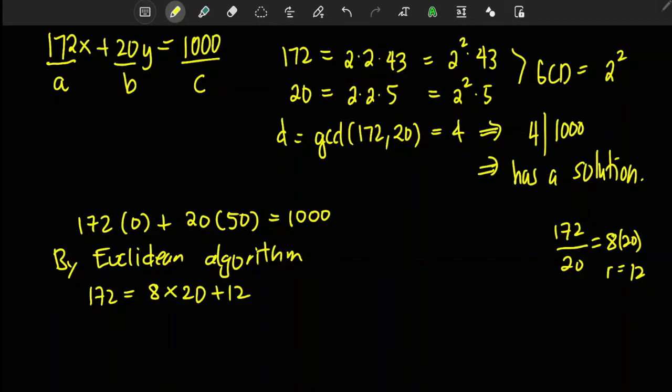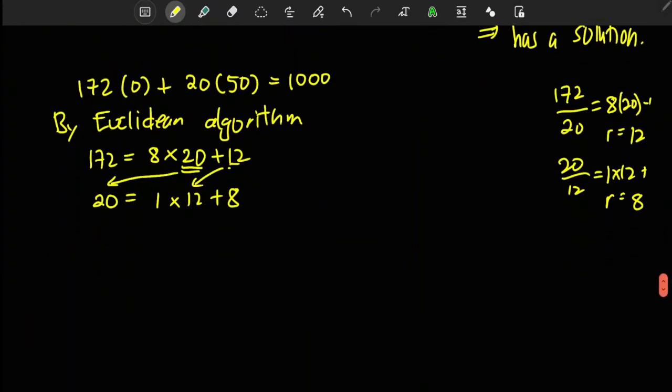So this time you're going to get 20 and move it here. So we have 20 equals. So now we're going to get the remainder divided by 12 plus the remainder is 8. So we will express this as 1 times 12 plus 8.